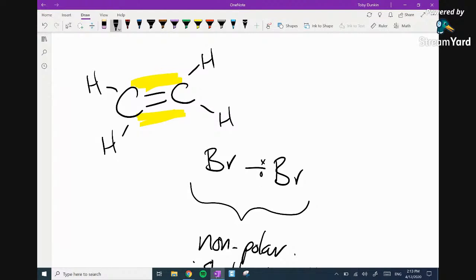You're going to get this. It's now going to become polar, because the electron-rich area repels the electrons in the bond. You don't have to show those electrons in a mechanism, but that is the first bit in a mechanism. Find the delta.